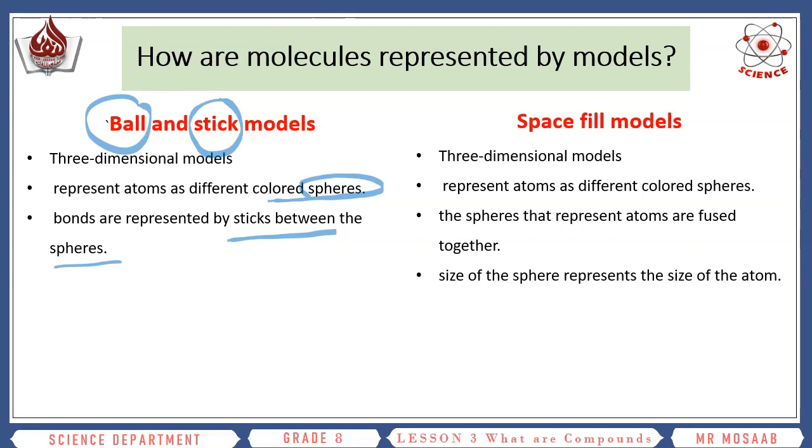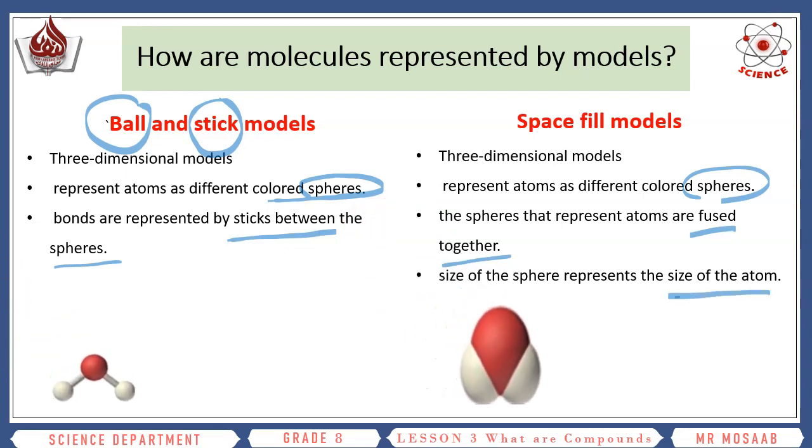But the space fill model is also a three-dimensional model. It represents the atoms as different colored spheres, the same as ball and stick. The spheres that represent the atoms are fused together. There will be no stick, so there is no mention of the bond between the atoms. The size of the sphere represents the size of the atom.